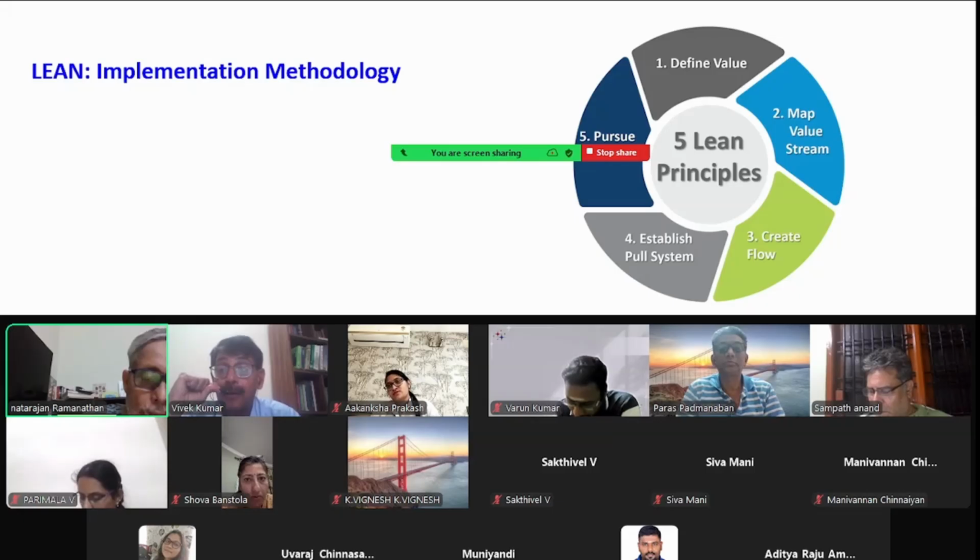Also fixing the takt time. That also we will come to, sir. So the first phase is defining value.